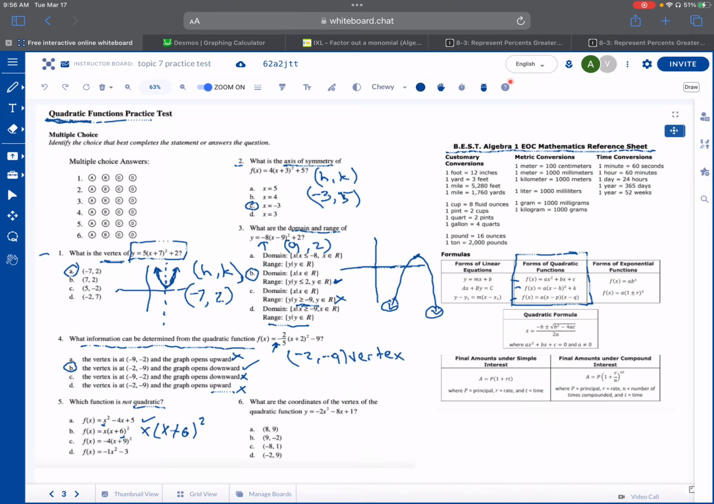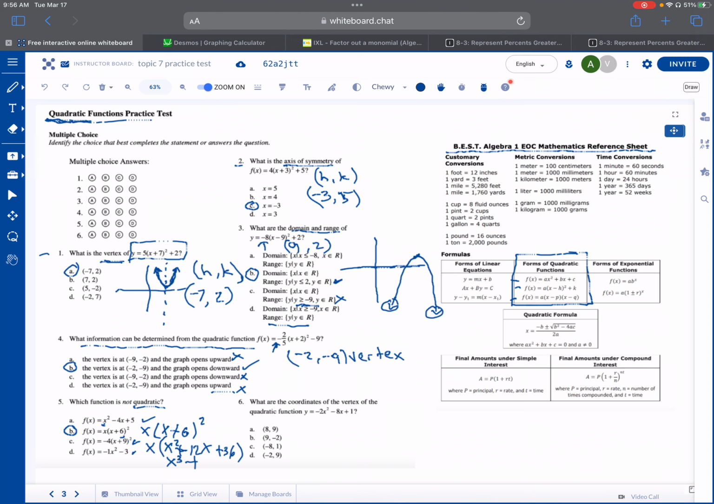So what happened is you have x, and then you have (x plus 6) squared. If you were to FOIL this, you will have to do the middle, and this will give you x squared plus 12x plus 36, and then you'll have to multiply the x outside. When you multiply this x outside, x times x squared is x to the third power plus, so it's not a quadratic, so this will be the answer. Let's check the other two. You have -4 times (x plus 9) squared, so this one works, and -1x squared minus 3, so this one works. So the answer is B.